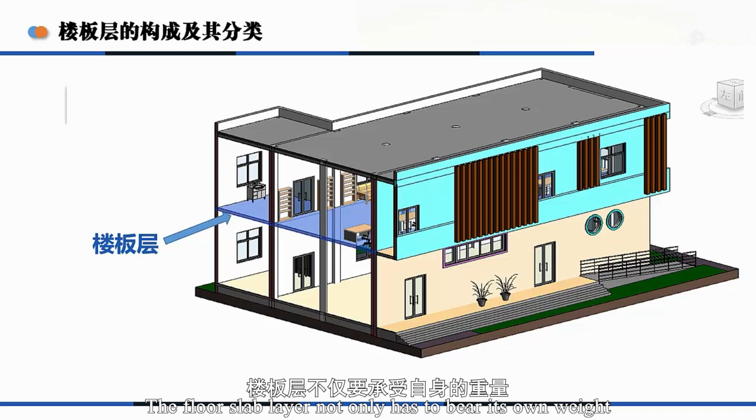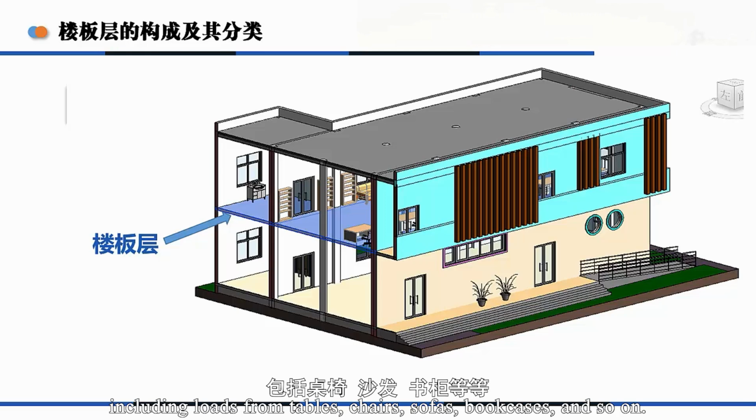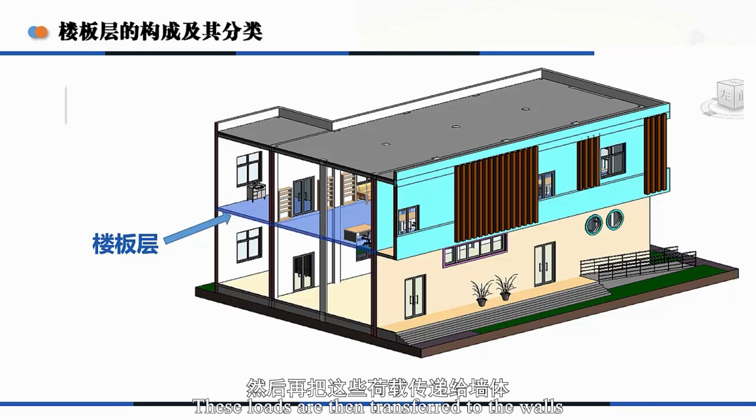The floor slab layer not only has to bear its own weight, but also the loads from usage. We can see in the image, including loads from tables, chairs, sofas, bookcases, and so on. These loads are then transferred to the walls or columns.